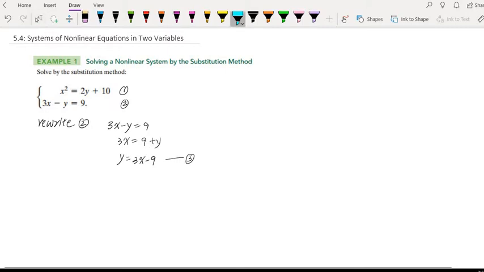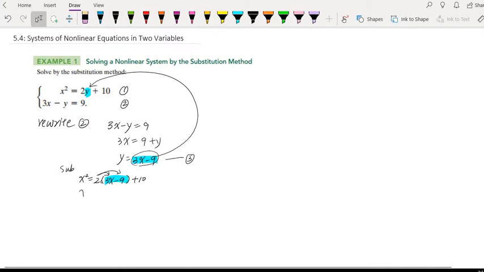Which one are we going to substitute? This whole thing we're going to substitute for y. That means we're going to write this as x squared equals 2 times (3x minus 9). We did the substitution, so we're going to plus 10. Once we have this, we'll do a distribution. So that will be x squared equals 6x minus 18 plus 10, and then that will be x squared equals 6x minus 8.